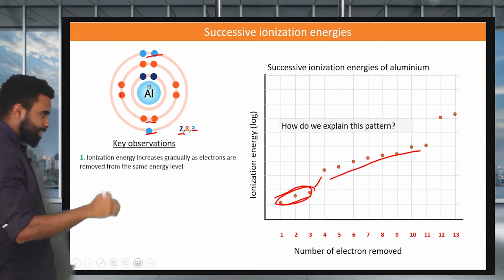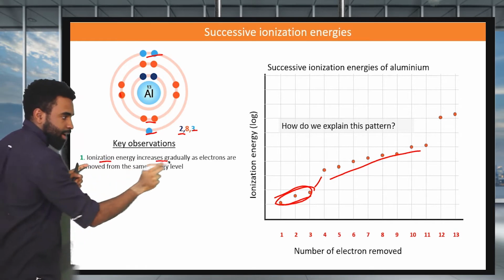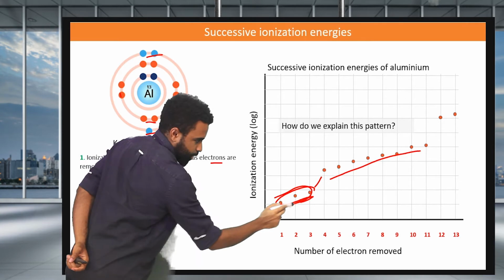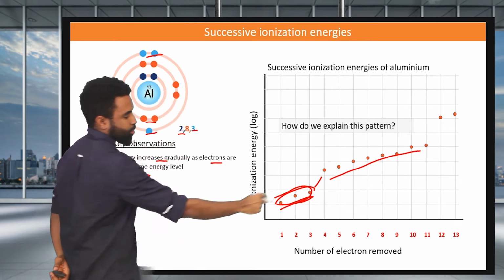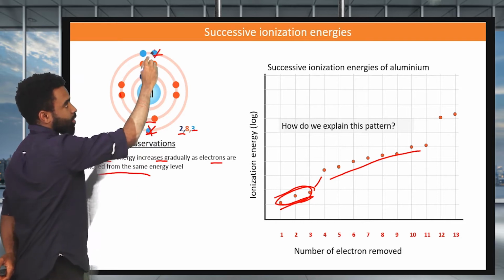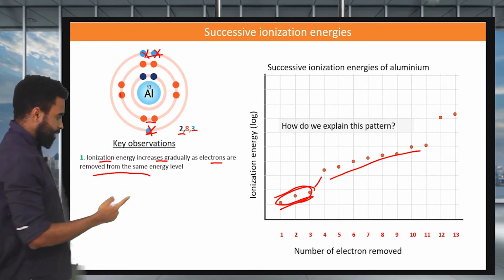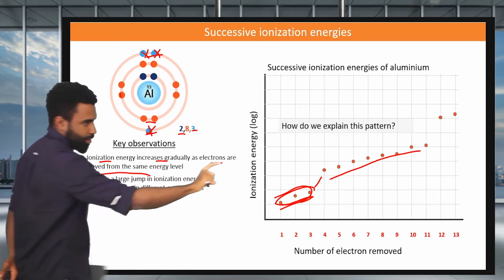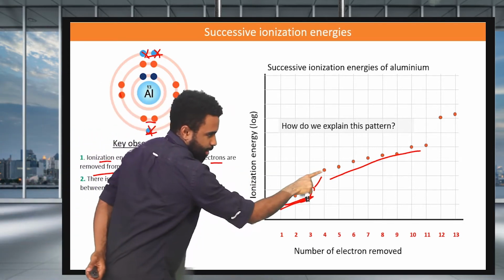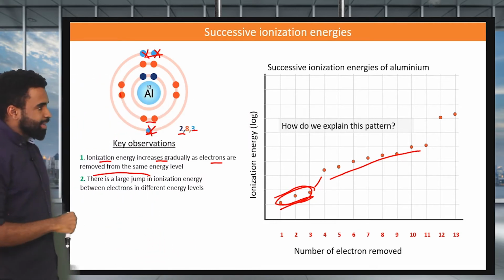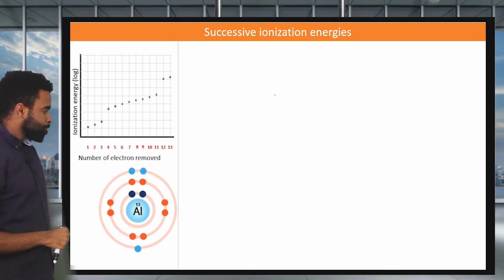The first is that ionization energy seems to increase gradually as electrons are removed from the same shell. So here's the third shell, the outermost shell. It seems to be increasing gradually as we take out each electron. Then there seems to be this large jump in ionization energy between the shells. And after the jump, we resume the gradual slope. So how do we explain these trends?